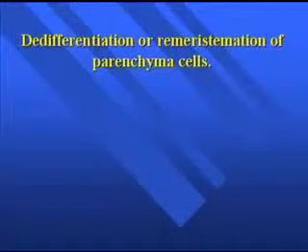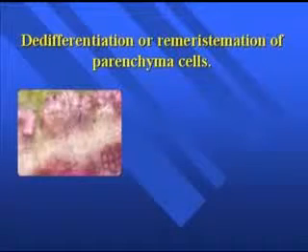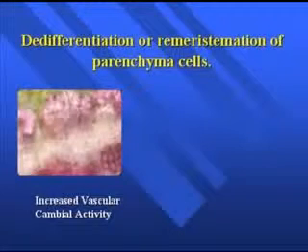Looking at dedifferentiation or remeristemation of parenchyma cells, what we have here is a cross-section of a stem. And one of the things we see in this dedifferentiation process, again with a woody perennial plant here, is we have increased vascular cambial activity taking place. And where this arrow points, that's the area of the vascular cambium. And the vascular cambium gets involved in producing both the xylem and the phloem.